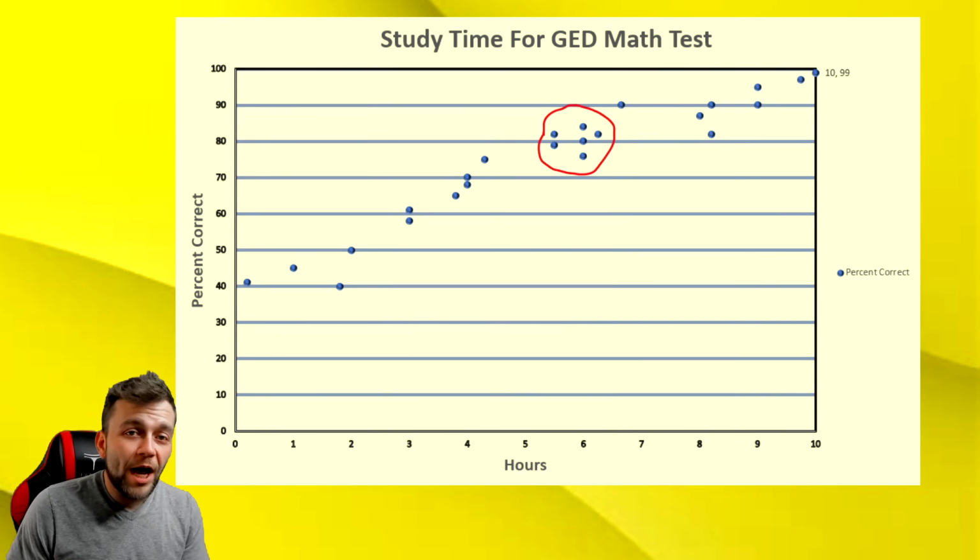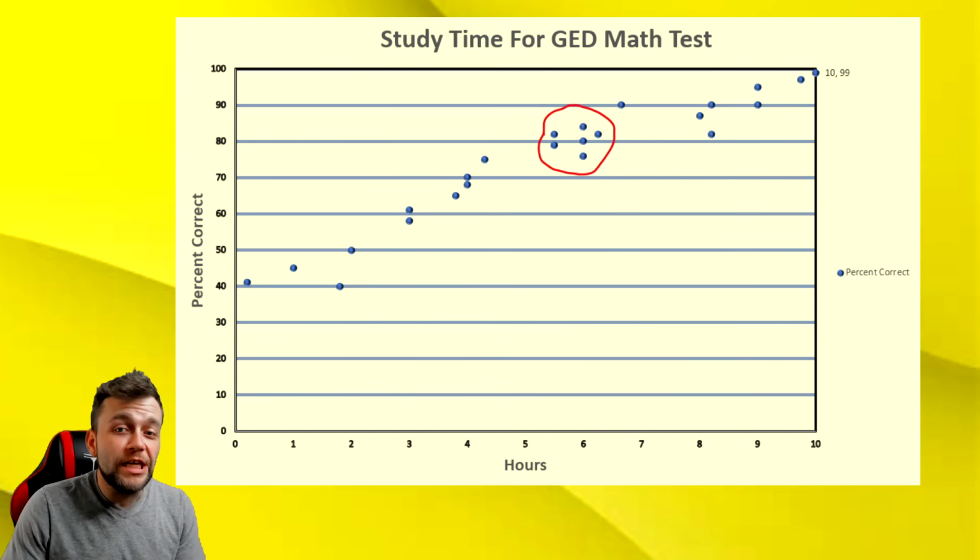If I asked you how many hours do you have to study for the GED math test to score a 90%, you go ahead and you look at the 90% mark, the 90% line, and you follow it over. And it looks like we have 3 different data points, but it looks like the ones that will guarantee us or nearly guarantee us a 90% would be this zone right here.